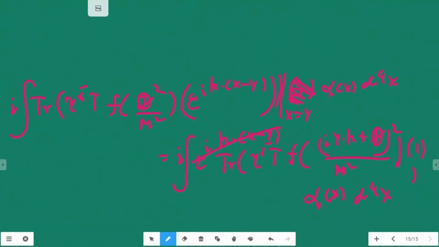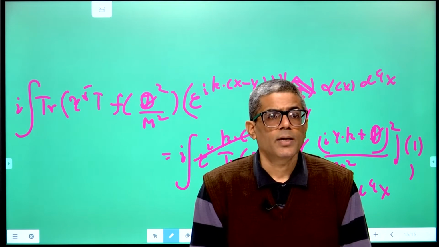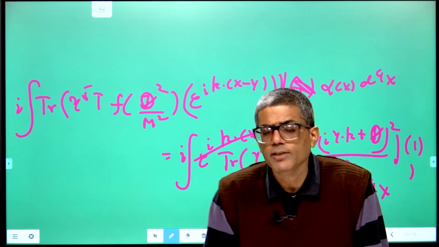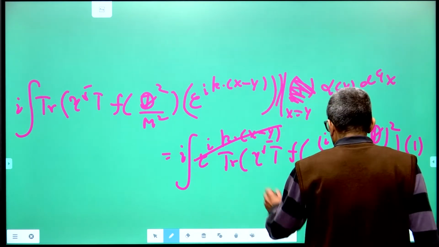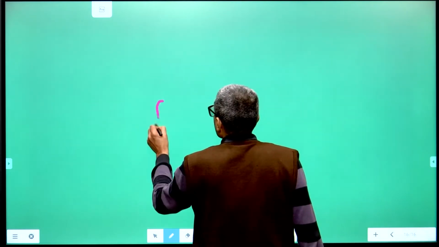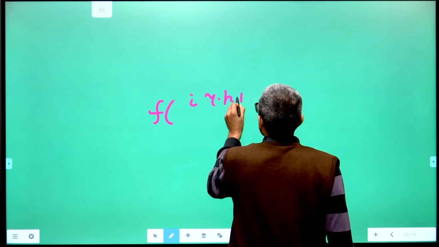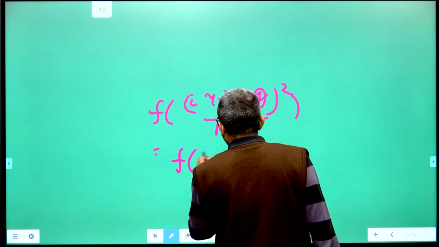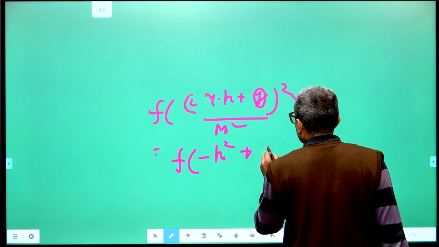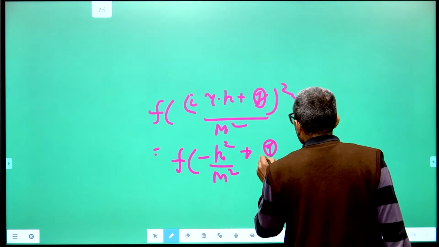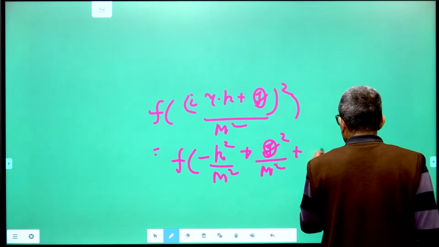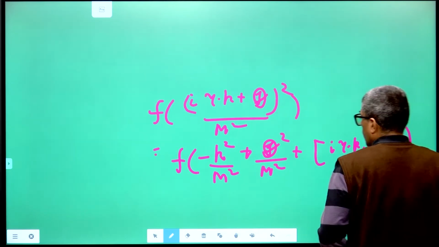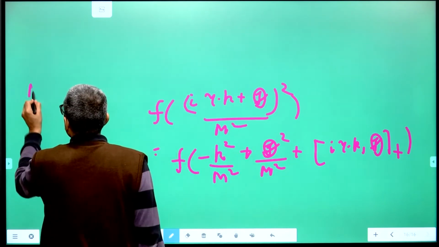That gives you the anomaly in the path integral caused by a chiral gauge transformation, the change in the path integral measure caused by a chiral gauge transformation. So now if I want to evaluate this, how do I go about doing it? You look at f of (iγ·k + D)² divided by M². This can be written as f of −k² plus D²/M² plus the anti-commutator between iγ·k and D, and then I expand this around. In the end I am going to let M go to infinity.